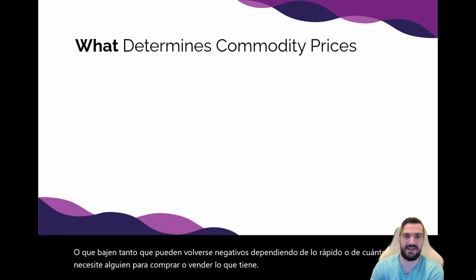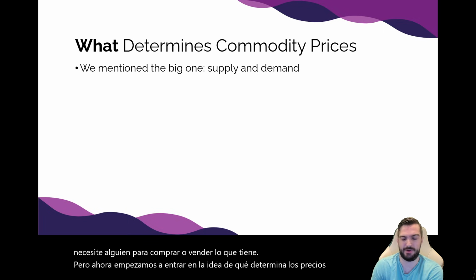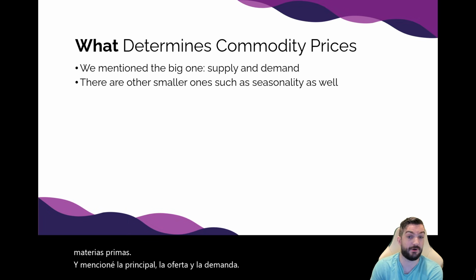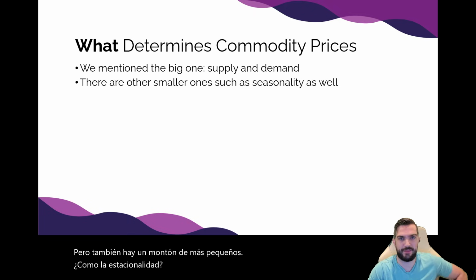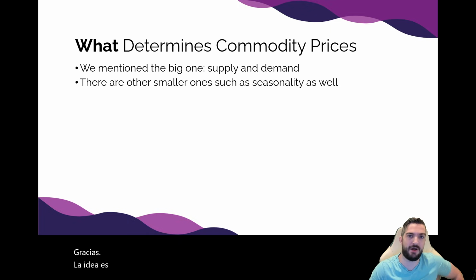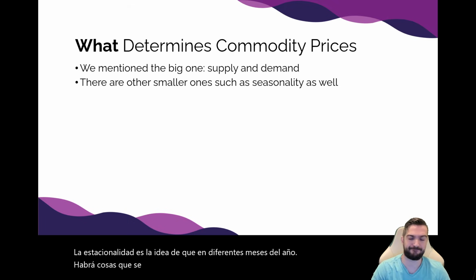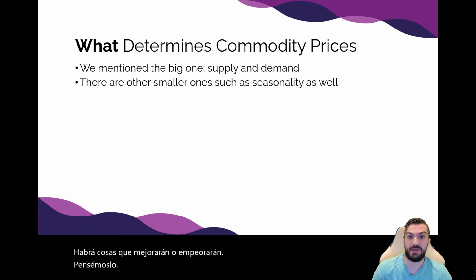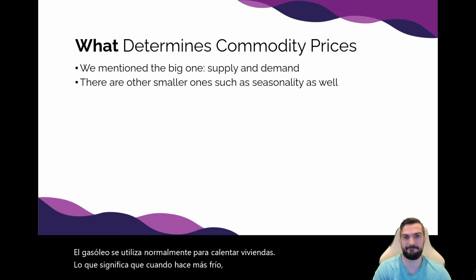But now we're starting to get into the idea of what determines the prices of different commodities. And I mentioned the big one, supply and demand. But there are a bunch of smaller ones as well, like seasonality. Let's think back to one of the first examples that we did with oil and Thanksgiving. Seasonality is the idea that at different months of the year, there will be things that are doing better or worse. Let's think oil. Oil is typically used to heat homes, which means that when it's colder, there will be more demand for oil. So in the winter.